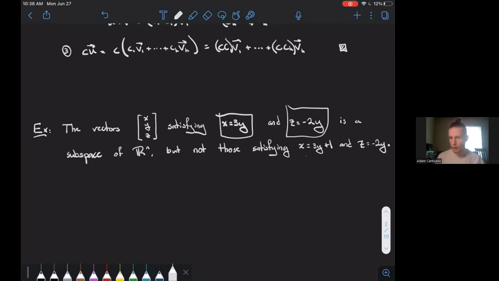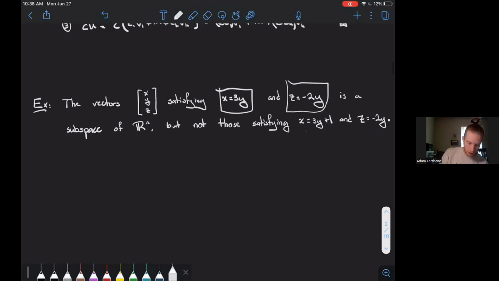In other words, they are on the line of intersection of these two planes. In other words, they're vectors of the form 3y, y, and negative 2y. We just plug in. This is also known as y times (3, 1, negative 2).